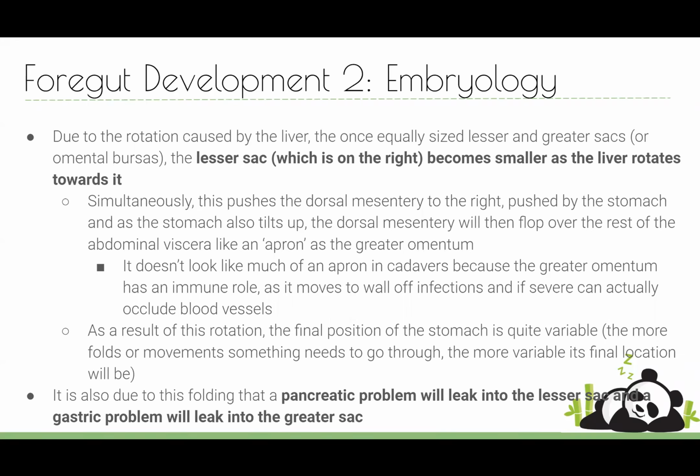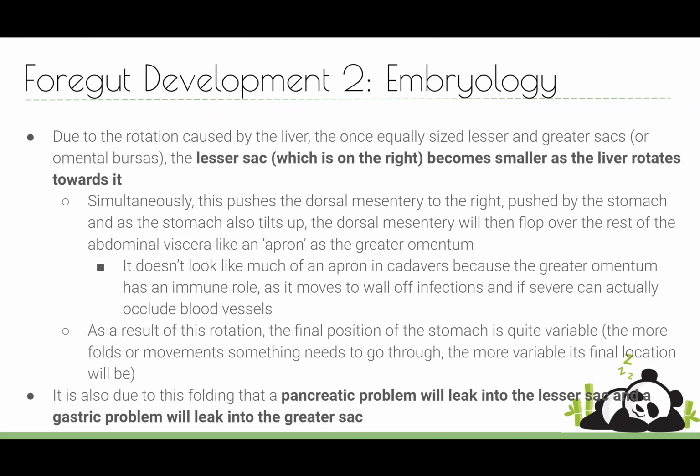It also won't look like that, or it wouldn't have looked like that in specimens anyway, or in your cadavers anyway, just because of the process in terms of how they get preserved. But more importantly, they have immune roles. As a result of this rotation, the final position of the stomach is very variable. But generally speaking, a lot of these things in the abdomen will be very variable in their final location. And that's an important thing to realize and appreciate.